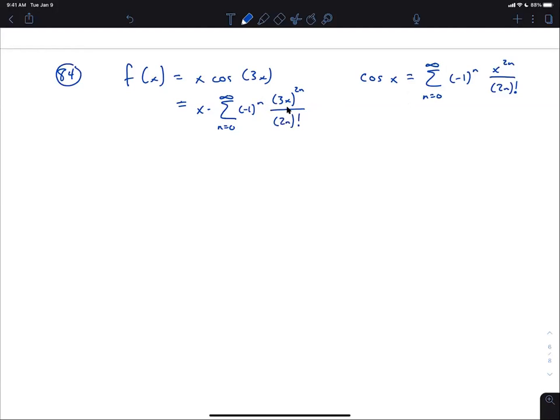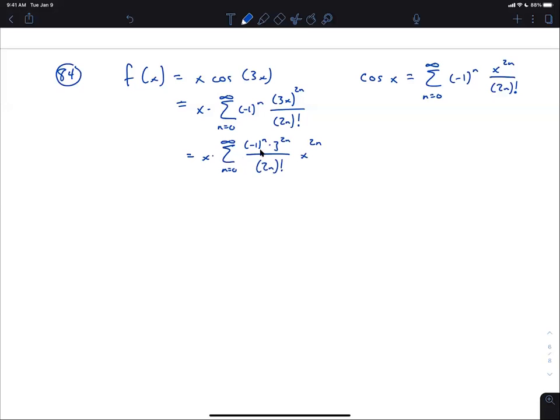Okay, now we're going to simplify this and make it 3 to the 2n and then x to the 2n. So we're going to leave the x out here for now. And then probably what I'd do is make it negative 1 to the n times 3 to the 2n over 2n factorial, and then I usually put the x at the end. You don't have to do that, but that will work. So you get 3 to the 2n and x to the 2n, and just rearrange stuff.